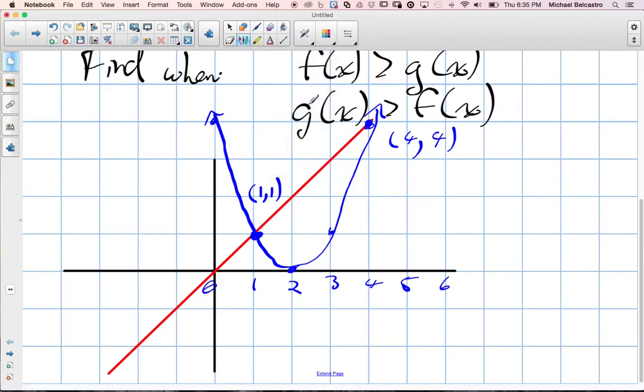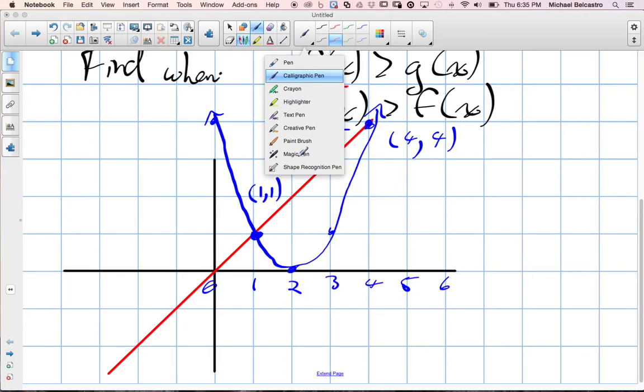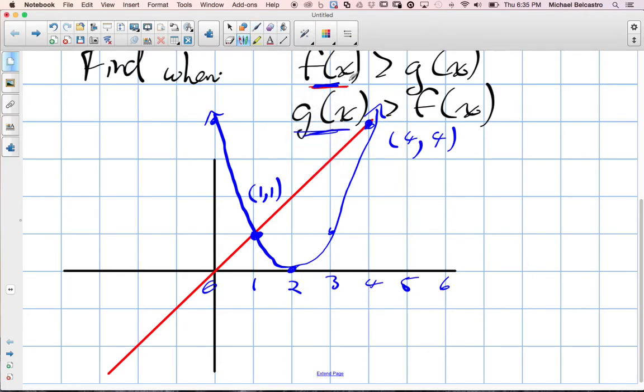Right away, we can tell when, and let's underline them, our g is in blue and our f is in red. So when f at x is greater than g at x, that occurs from here to here. All of this space, from this x value to this x value. You can tell that the f function, the one in red, is above our blue function. So that means it is greater than g at x.